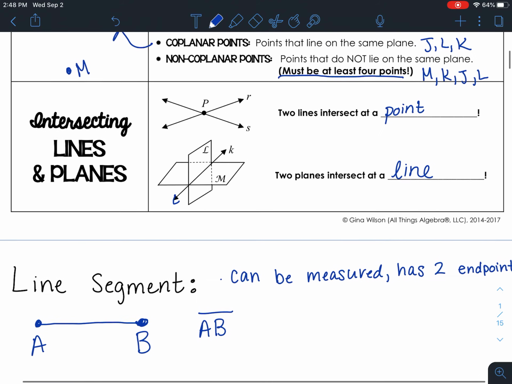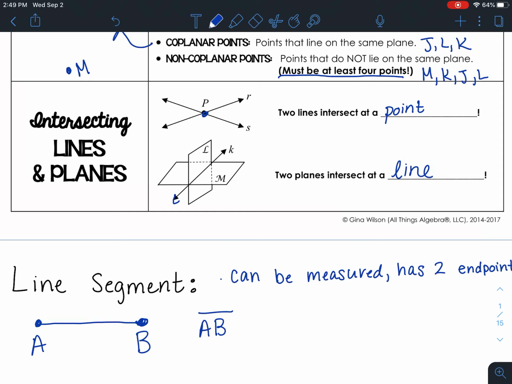Okay. Let's talk intersecting things. So we have objects that can intersect. So for example, here you see 2 lines that intersect. We have line R and line S. They intersect right here at a point. That is point P. We also have 2 planes that intersect. We've got plane L and plane M.